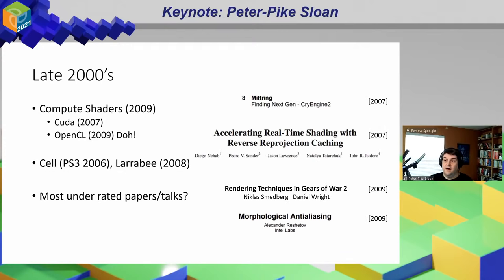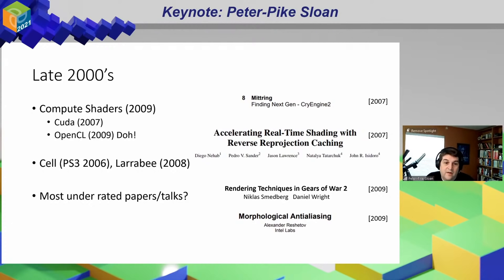So I think there are two papers and two talks from this decade that I consider the most underrated. The first is Martin Mittring's presentation in the Advances course at SIGGRAPH on CryEngine 2. This is where SSAO, the Crytek SSAO, came from. There are earlier papers on doing AO, obviously Landis's paper and volumetric obscurance from the Rendering Workshop in the late 90s, but this screen space variant is effectively what most games moved to. And it had a lot of other screen space algorithms in that talk as well.